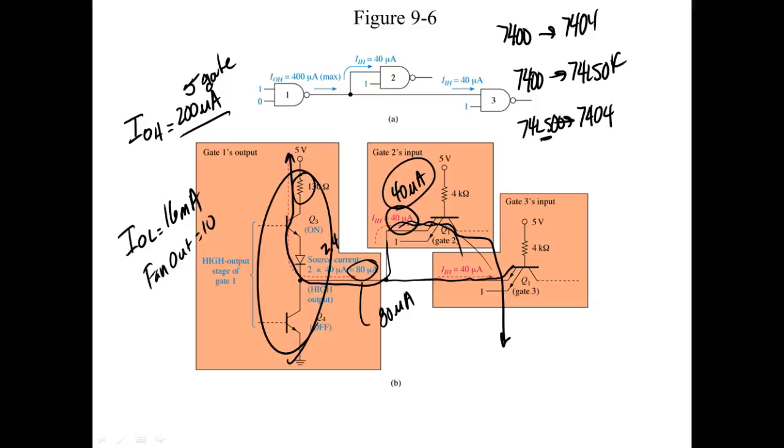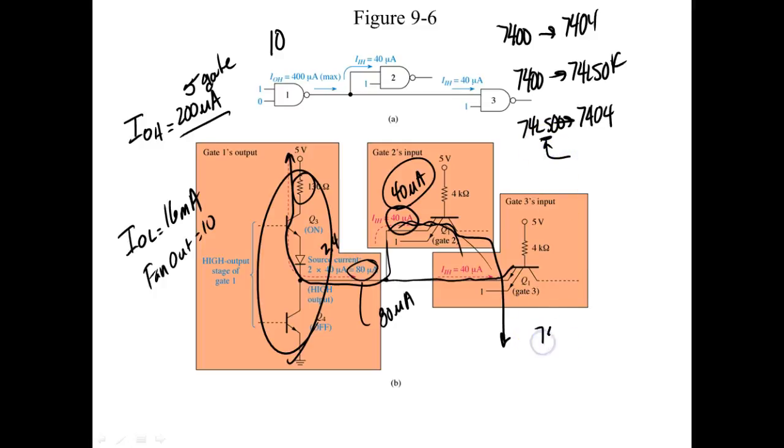So standard fan out for a standard gate is 10, and we could look at the data sheets on that. For 74LS04s, we'd have to look at that and see what the fan out would be. No, it's the current drive capability. So what changes with these? What changes when we go to a different family?